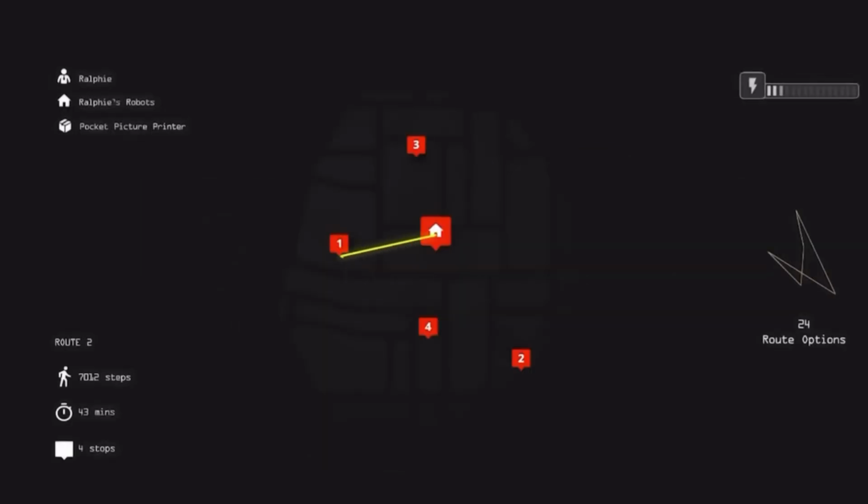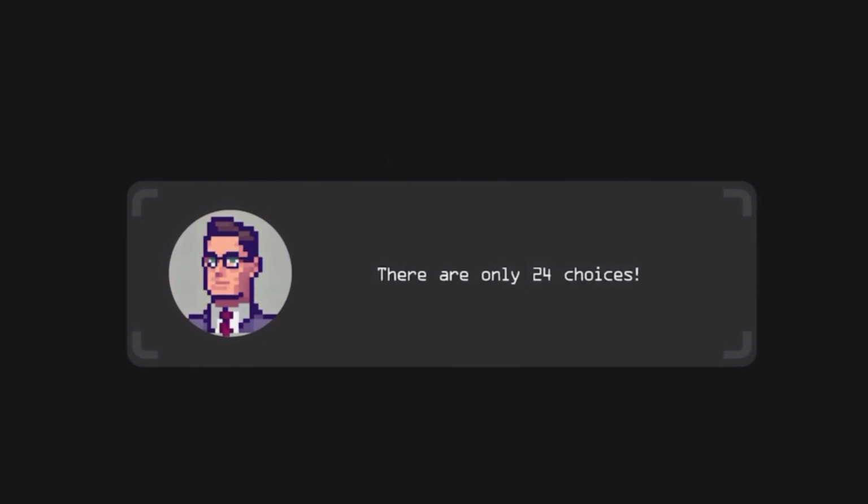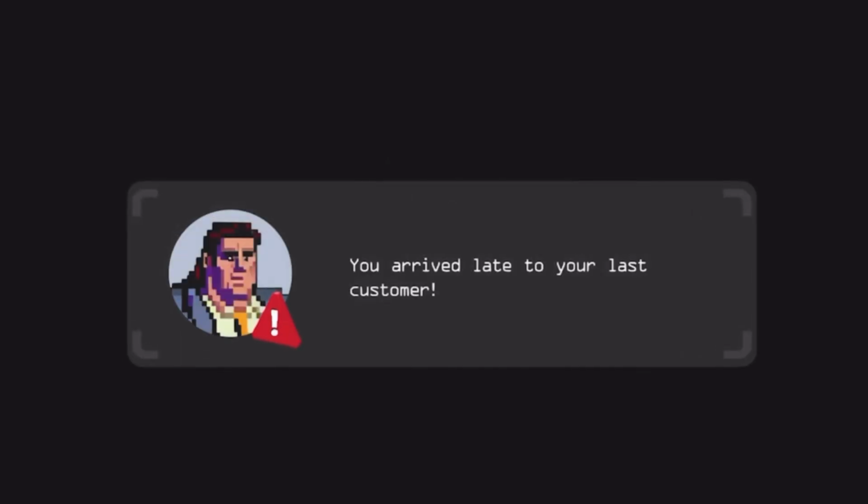You can go to customer 1, then 2, then 3, and 4. Or you could go to customer 1, then 3, then 4, then 2. Or you could go to your first, last, and your third, and your second middle, but then you put the... Stop! It takes some time, but eventually you choose your favorite of 24 paths available. Your route is okay, but you arrived late to your last customer.